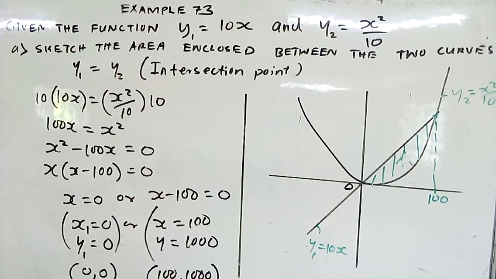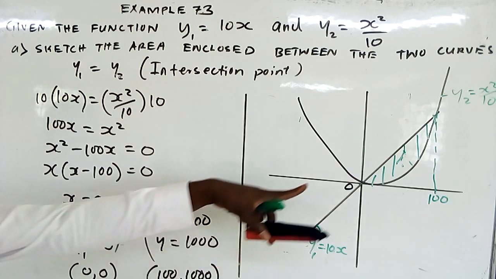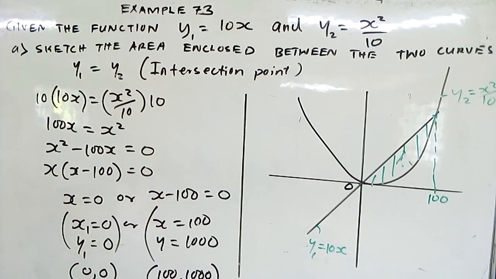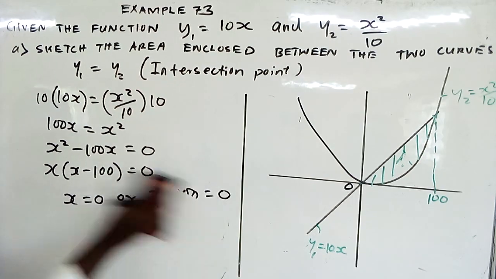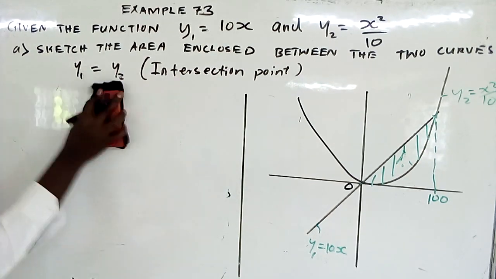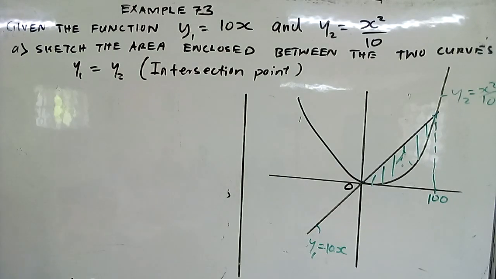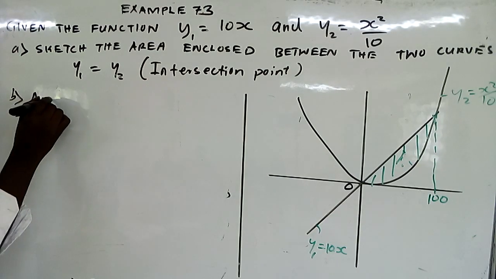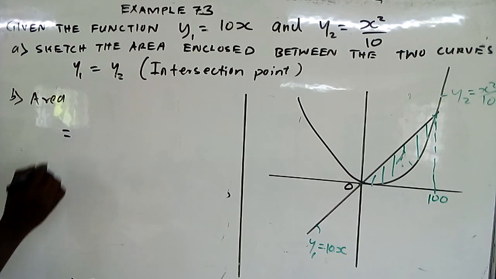Part B, after sketching, you've been told to determine the area of that region bounded by those two curves. So, how do we determine the area of that region? The area is given by what?